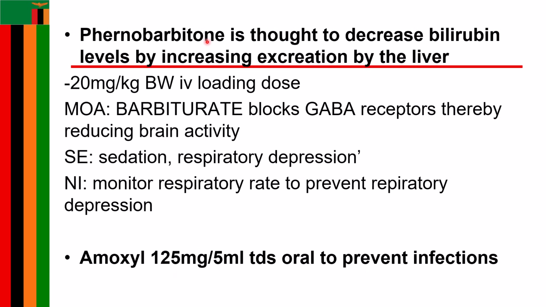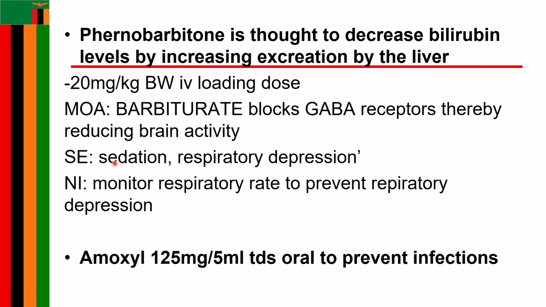The other drug that we can give to the child is phenobarbital. And phenobarbital, this one reduces faster the levels of bilirubin in the child. And the mode of action, this one is a barbiturate drug. And barbiturates, they work by blocking the GABA receptors in the brain, and this reduces the brain activity.